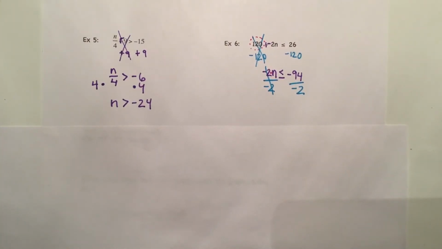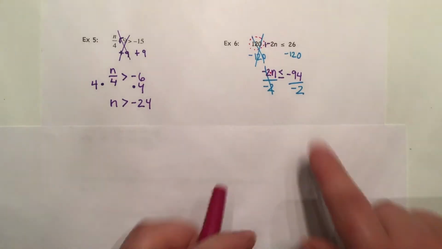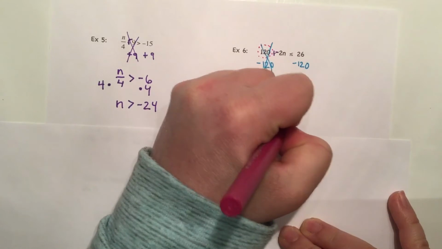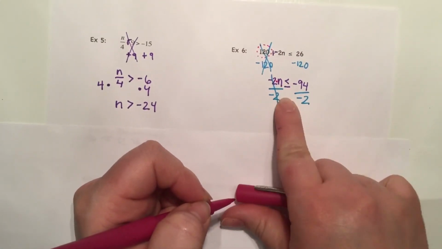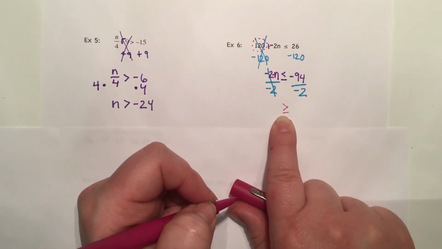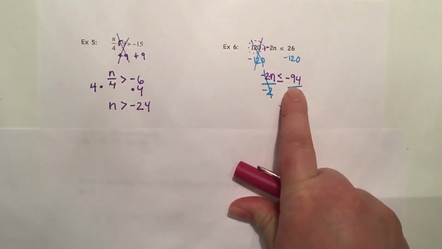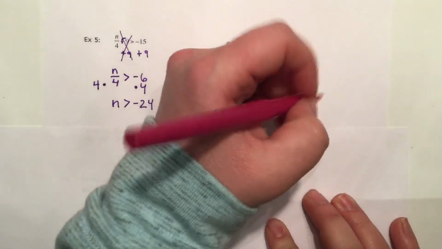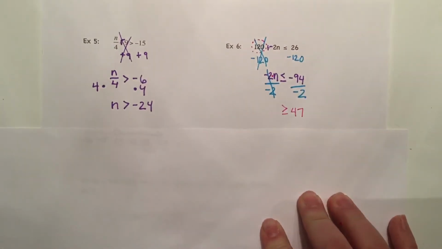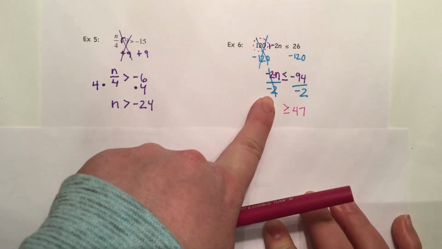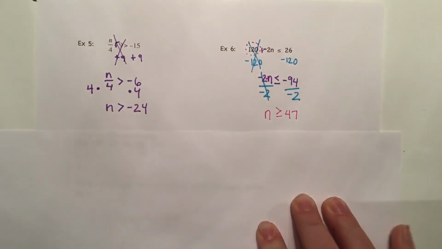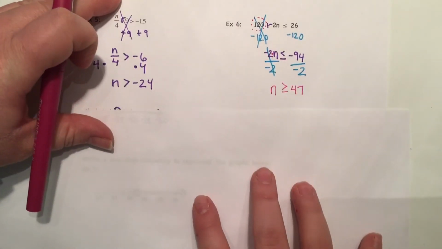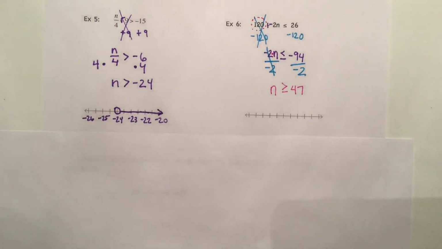Now, what I have right away, since I'm dividing by a negative number, I can go ahead and flip my inequality sign. So instead of less than or equal to, I've got greater than or equal to. Now I ask myself, negative 94 divided by negative 2 is going to be positive 47. And on the left side of my inequality sign, all I have left over is n. So I know that n is greater than or equal to 47. I'm going to go ahead and fill this in.